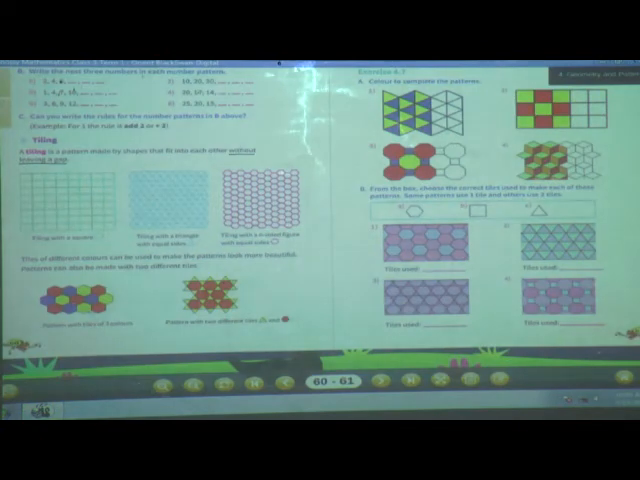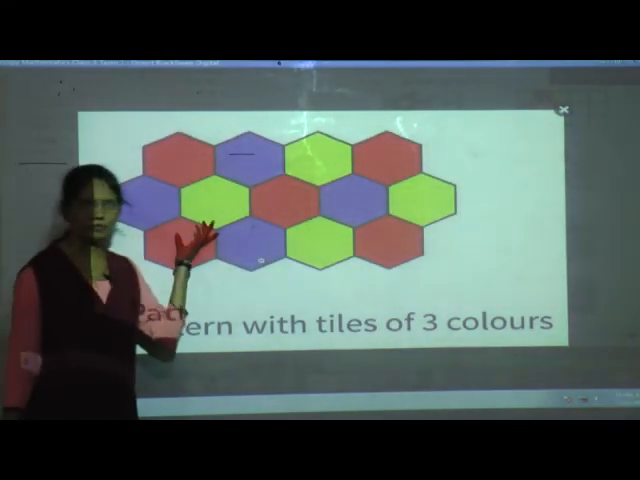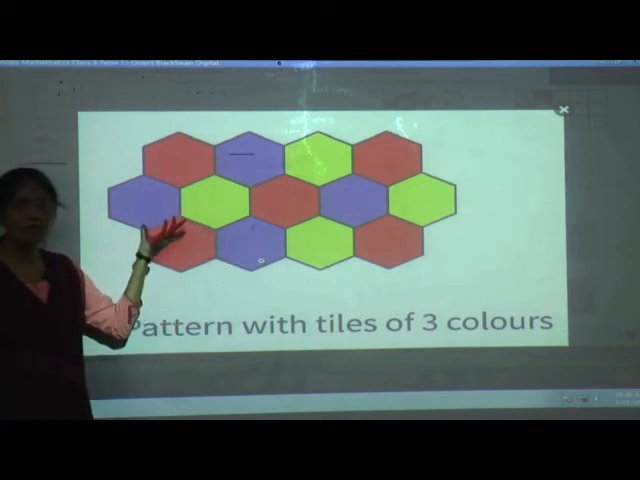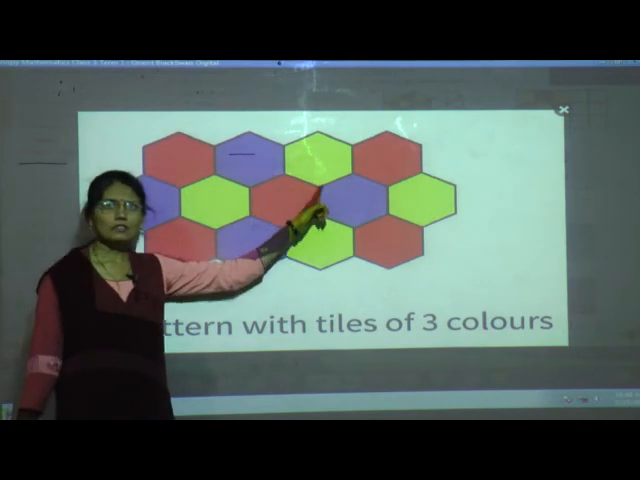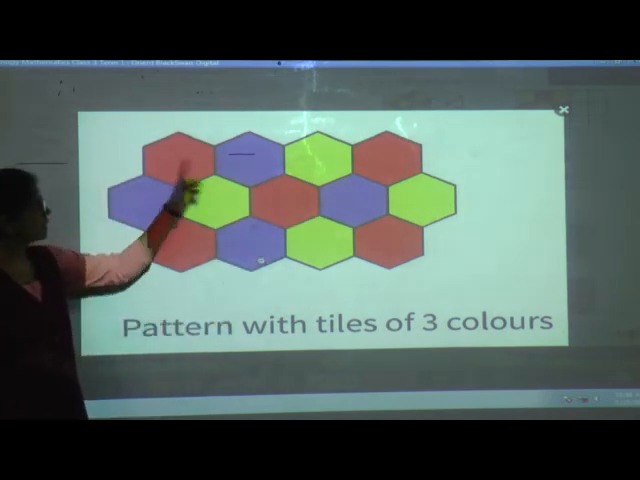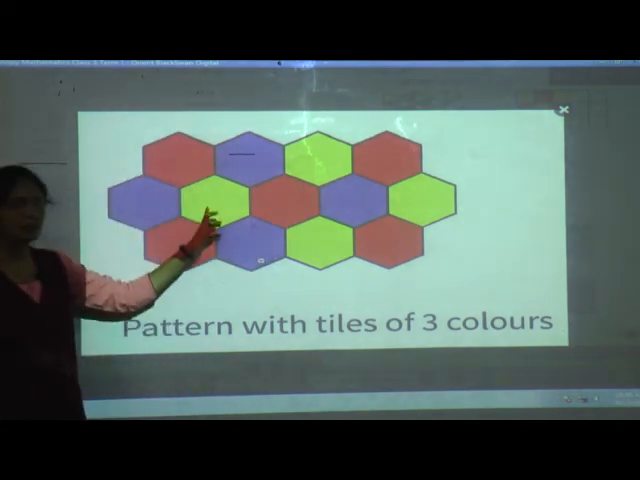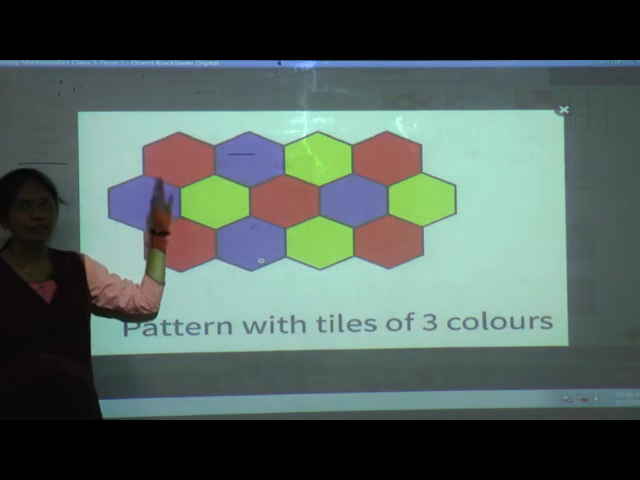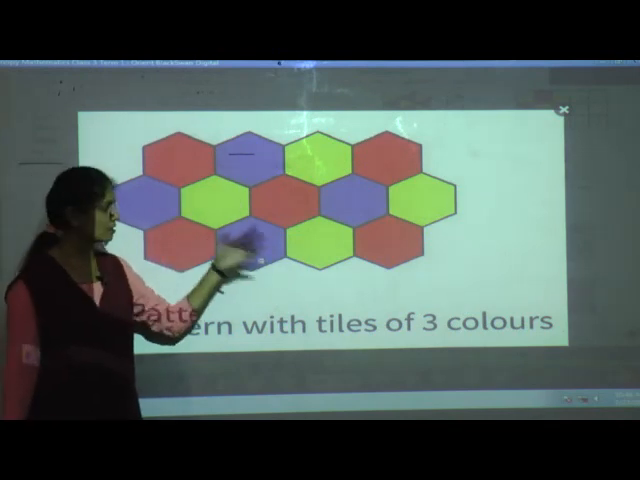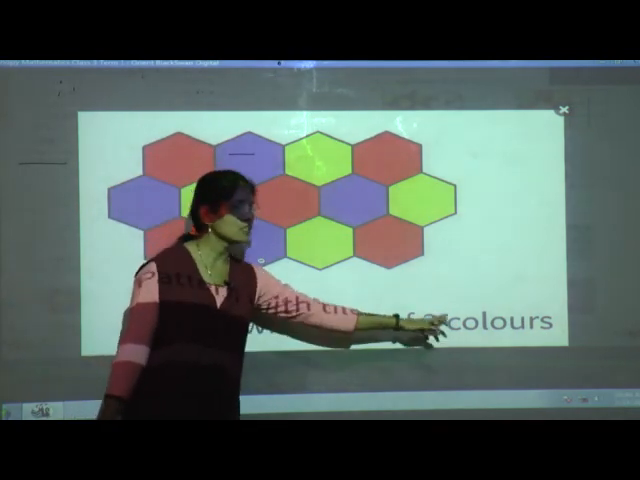Here one more figure is there. This is also a pattern. Why is it a pattern? If we see the colors, the colors are arranged in a specific manner. Red, blue, yellow. Again red, blue, yellow. Red, blue, yellow. Here the pattern is by changing the colors. This is a pattern with tiles of three colors.